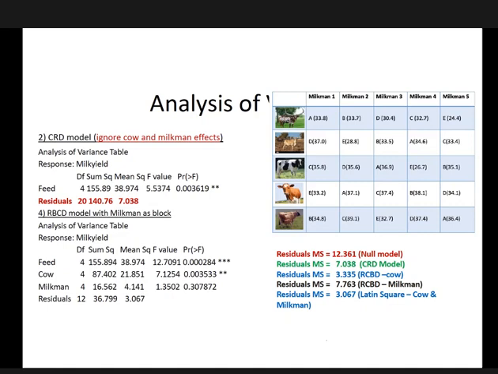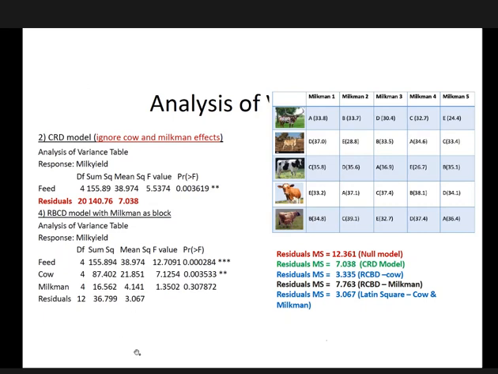But how come model 4 has a higher error than model 2? What they are trying to ask, one of our students, Mbazira, what they are trying to ask is this. Why is it that when the milkman is used as a block, there is a bigger error compared to when the cow effect is used in the model?